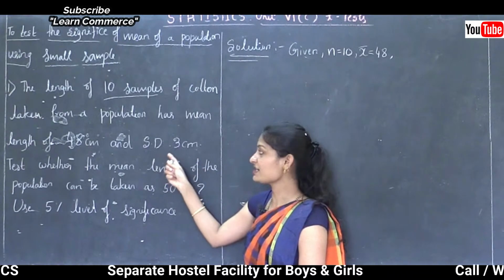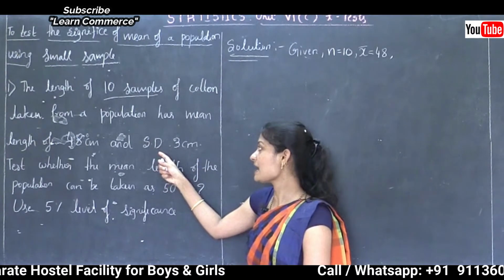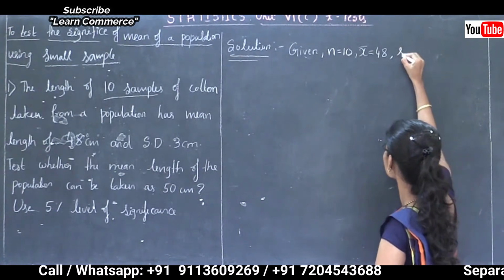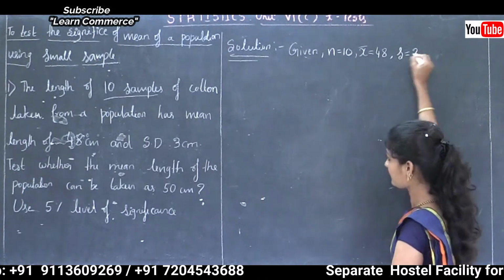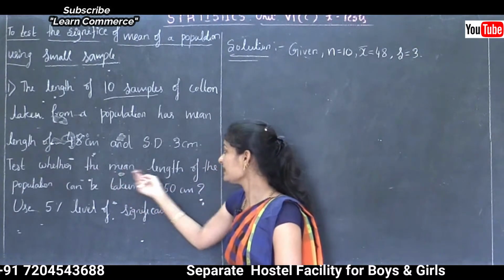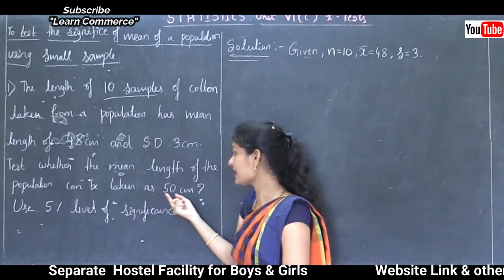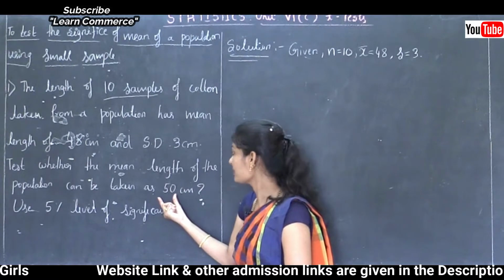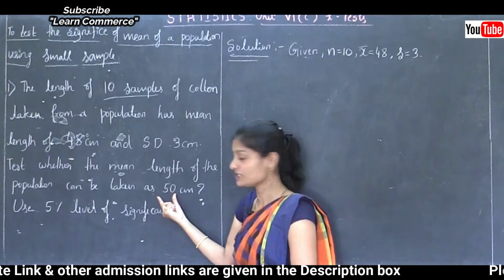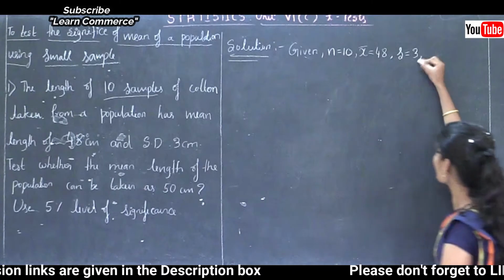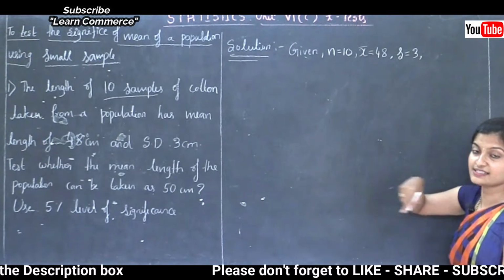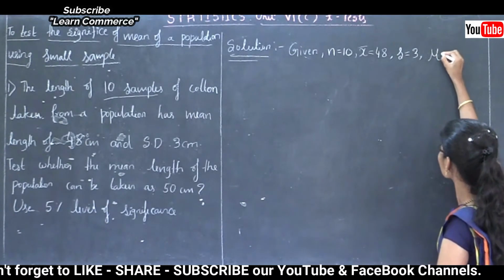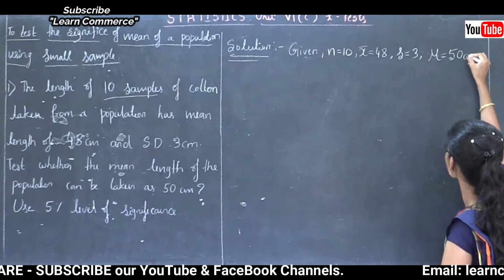Next, standard deviation 3 centimeter. The standard deviation is the sample standard deviation. So the sample standard deviation given is 3 centimeter, and the sample standard deviation is denoted by small letter s, and the value is 3. Next, test whether the mean length of the population can be taken as 50 centimeter. So this is the mean length of the population, that is 50 centimeter. The population mean is denoted by mu. So the value is 50 centimeter.